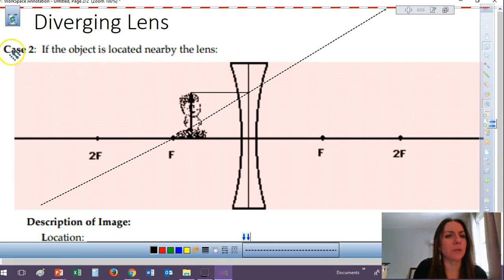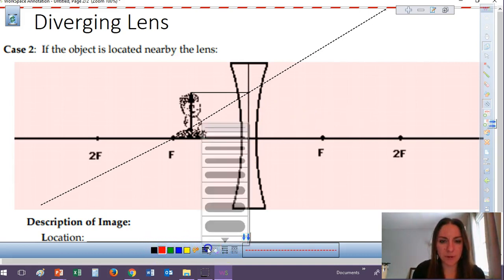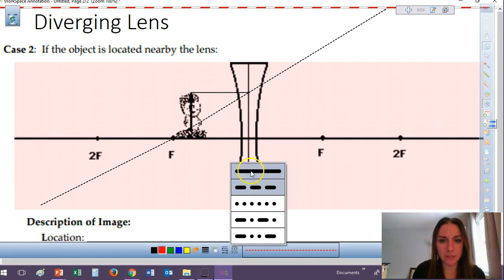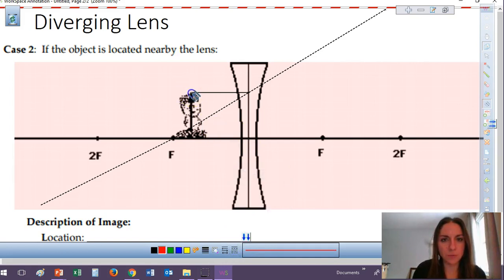I'm sorry, I started at case 2. That's okay. You can start at case 1 later. Now, the other rule that works best is the following. I'm going to take my incident ray and go through the center of the lens, just like that.